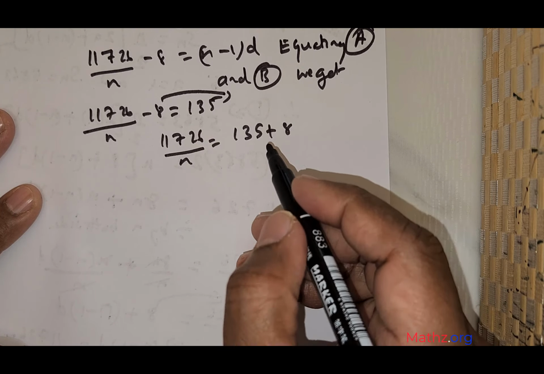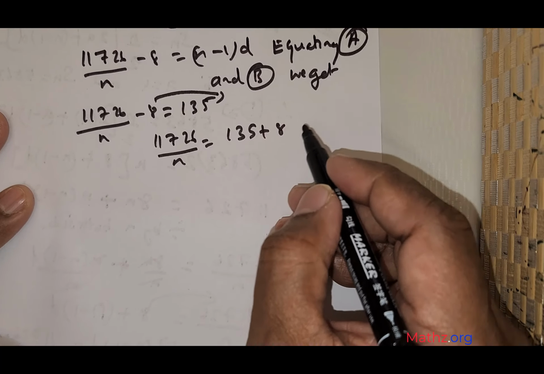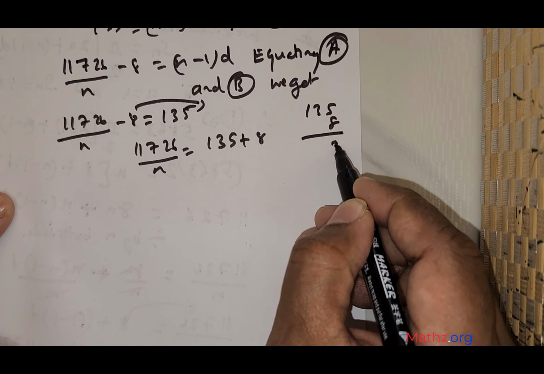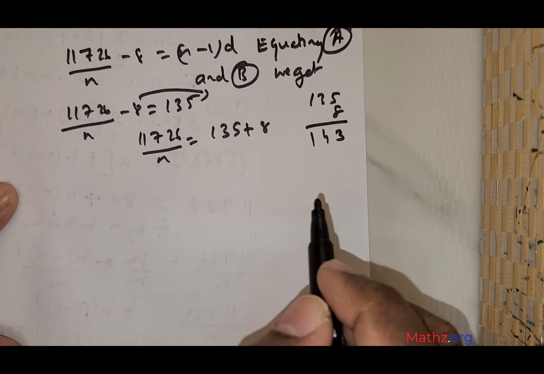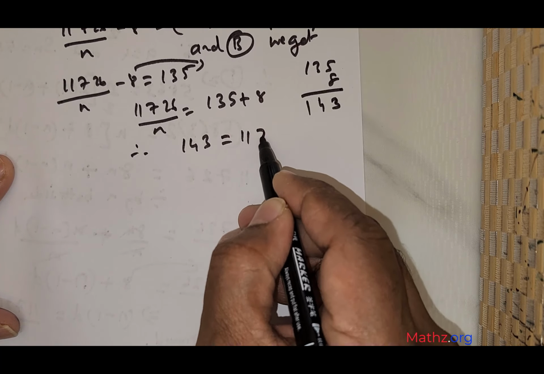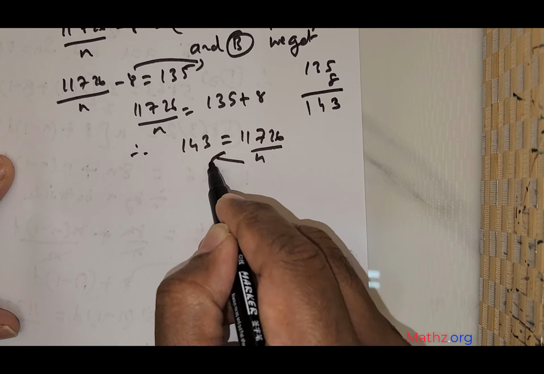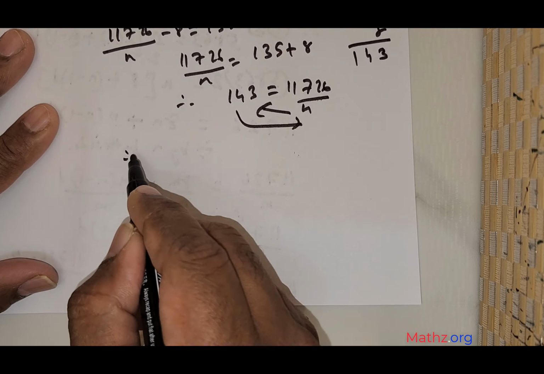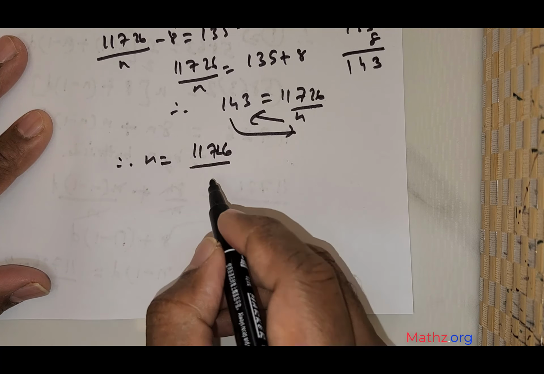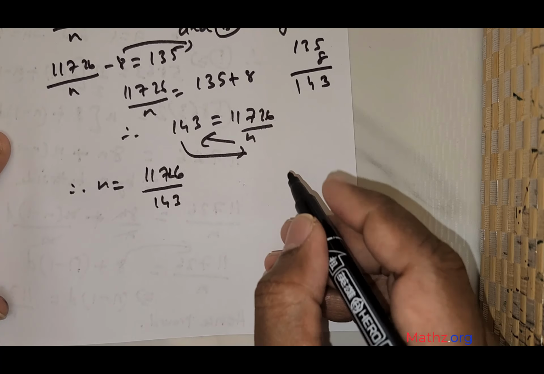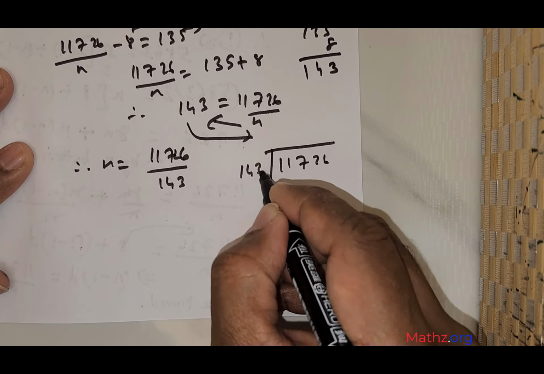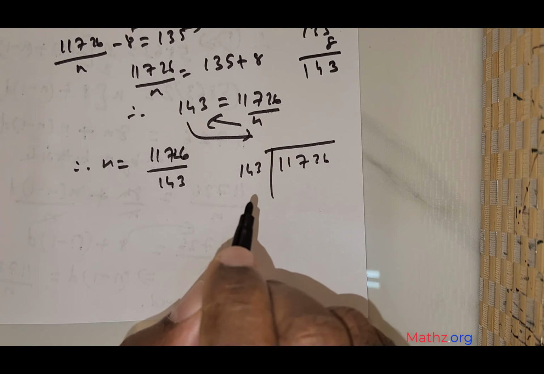And what is that? You add 8, so you have 143. Therefore 143 is equal to 11726 over n. You move this n and bring this down, so n is equal to 11726 divided by 143. Now we need to divide 11726 by 143.